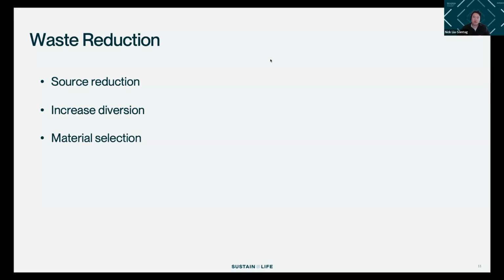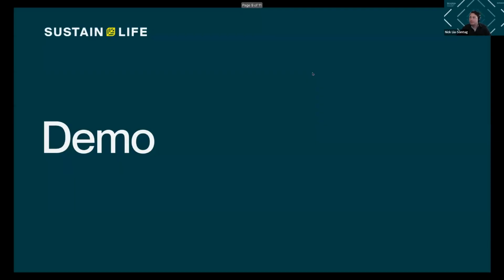So I hope this gives you a good overview of both what waste emissions are, where they come from, and then a little bit about what you should be thinking about when you're looking at your waste footprint. And with that, I will hand it off to Jasmine for our demo.